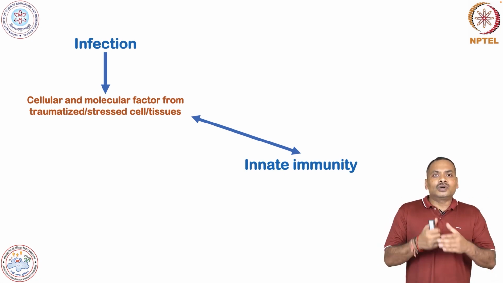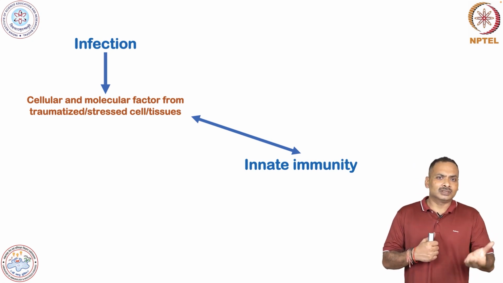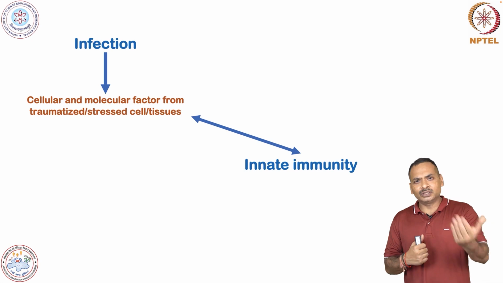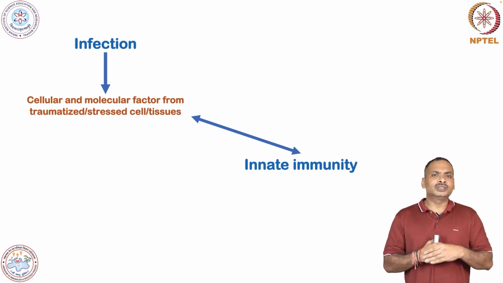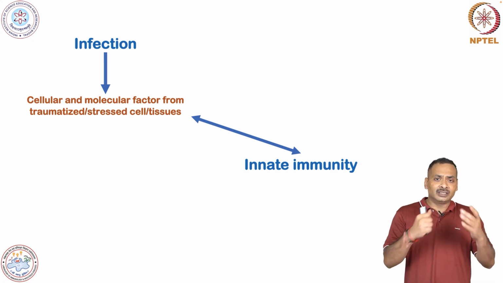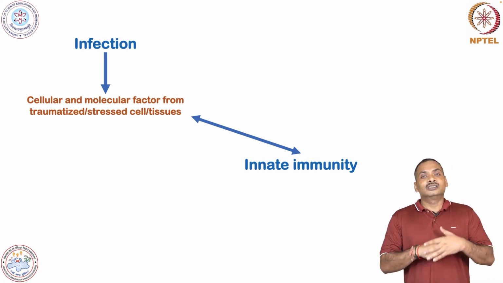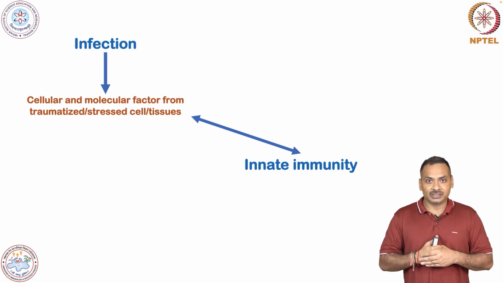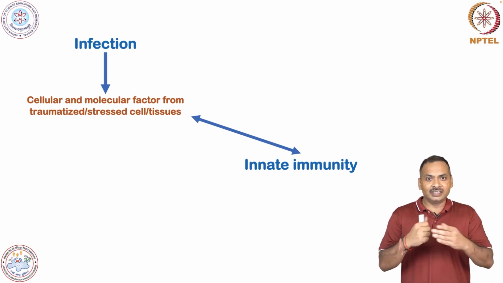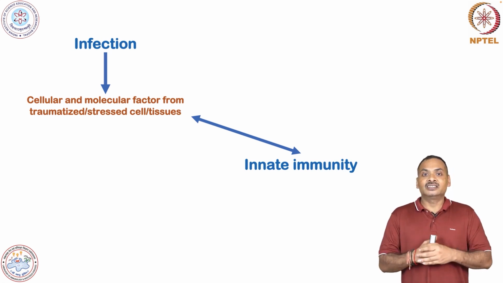So overall, what will happen after infection? This cell debris or cellular molecules will be released, the pathogen origin molecules will be induced, and that will activate the innate immune response, and that innate immune response basically results in the development of inflammation. So this inflammation, in the current scenario, is important and it is essential, it is needed.